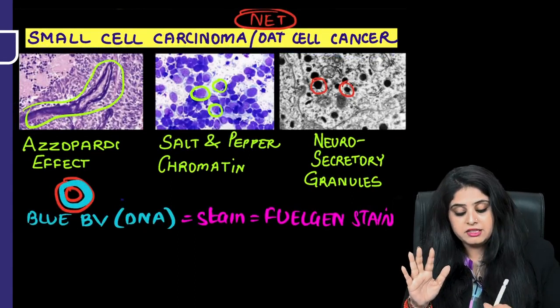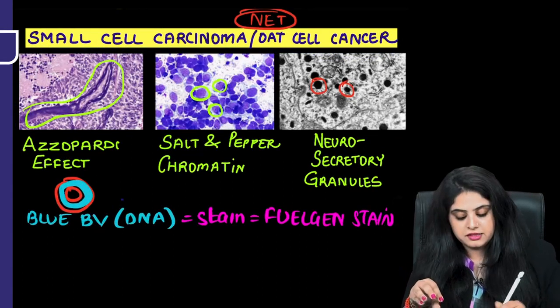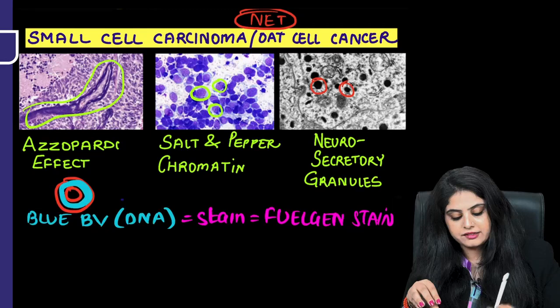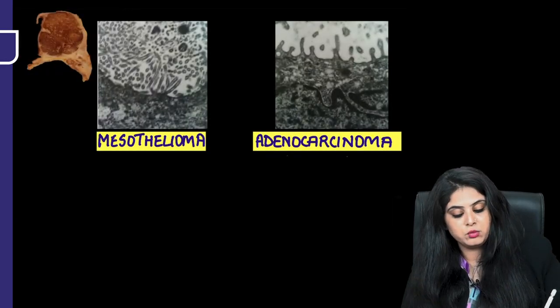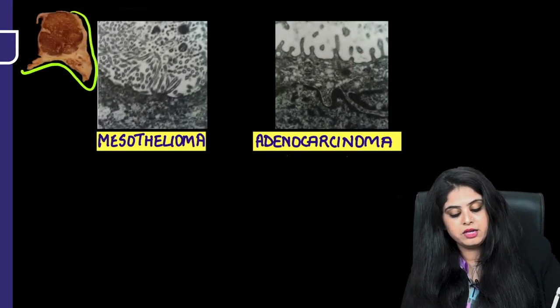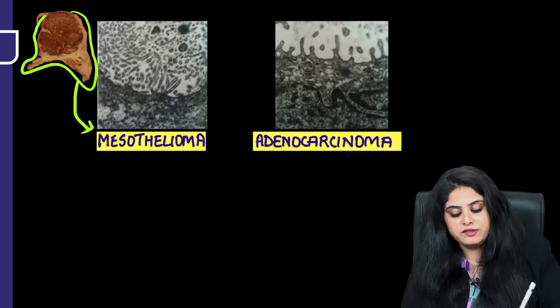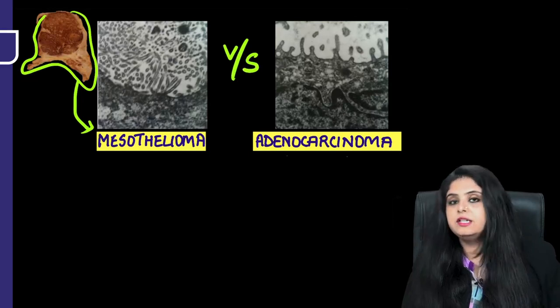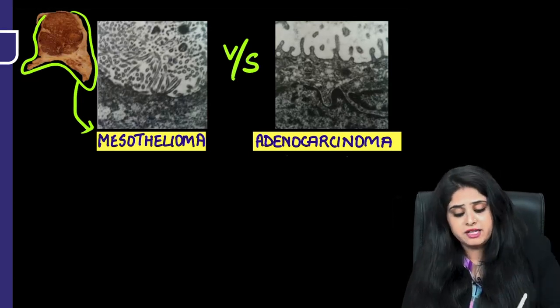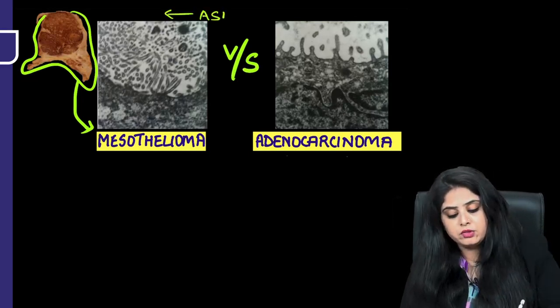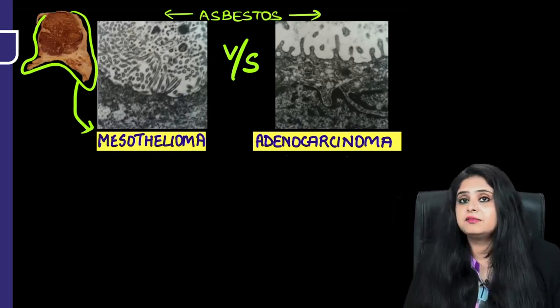Cancers are done, but these are all cancers in the lungs. Now I'm going to ask you, what is the cancer that occurs around the lungs? Means what is the cancer that occurs in the pleura? And that cancer is mesothelioma, right? So now I always say you have to differentiate mesothelioma from adenocarcinoma. Why? Because they have something common. Both of them are associated with one kind of occupational hazard, that is asbestosis.